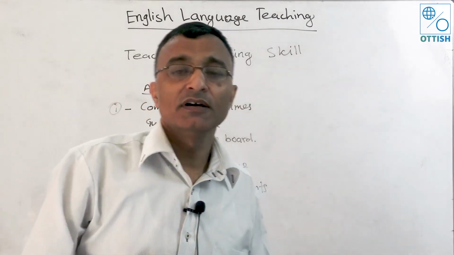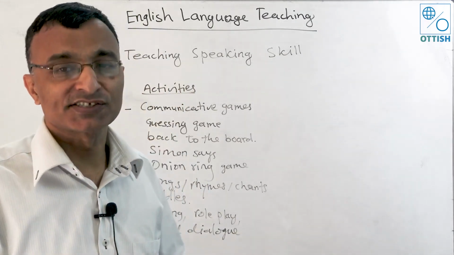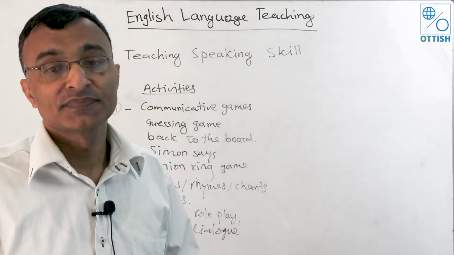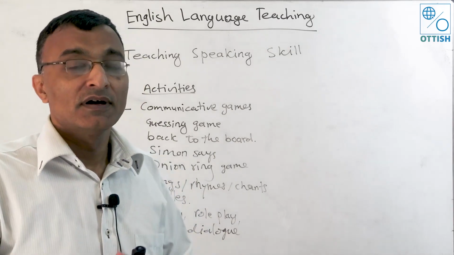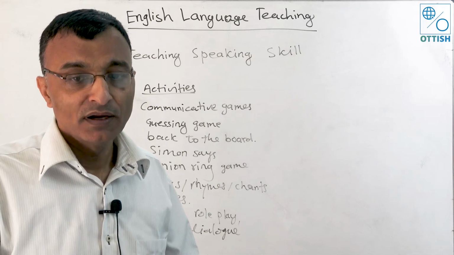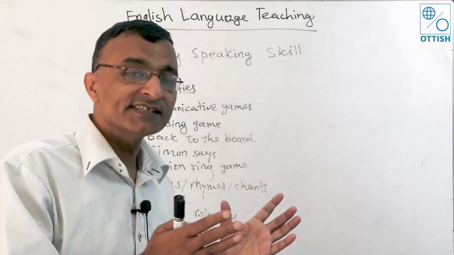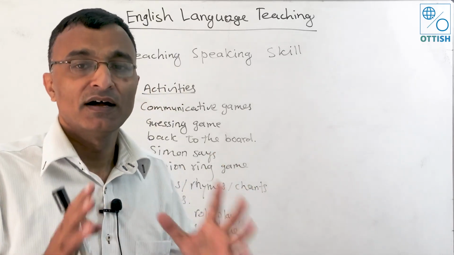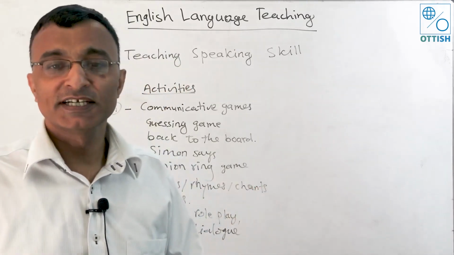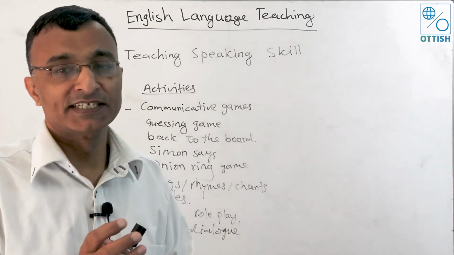Different types of drills can be practiced for developing speaking skill. One type of drill is repetition. In the repetition drill, what the teacher says, the students repeat. For example, if the teacher says, this is a book, the student says, this is a book. That is, it is repeated.